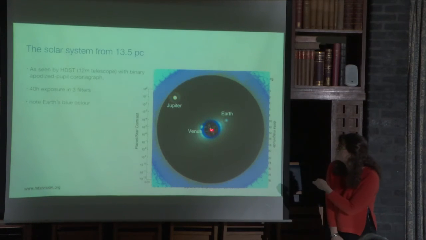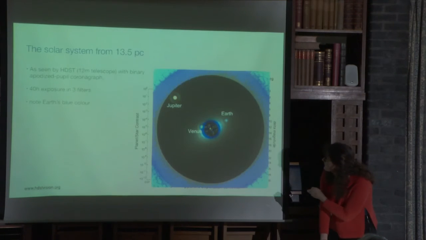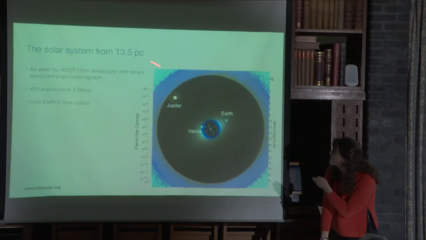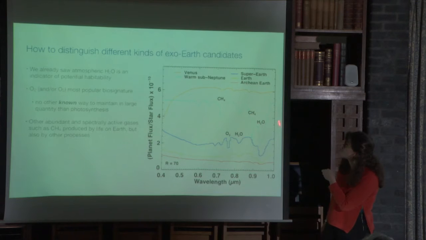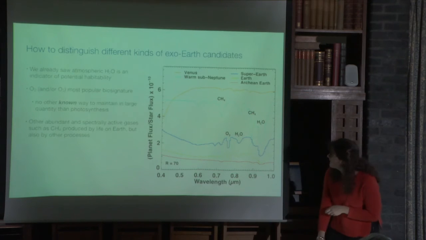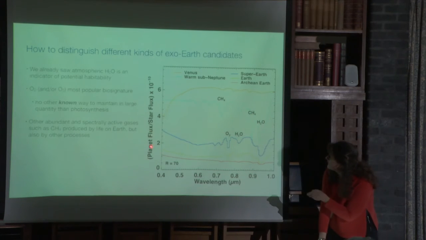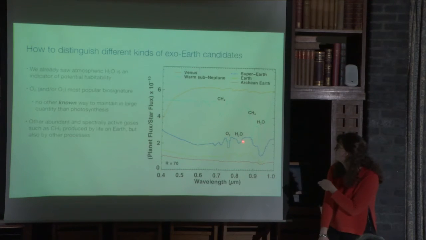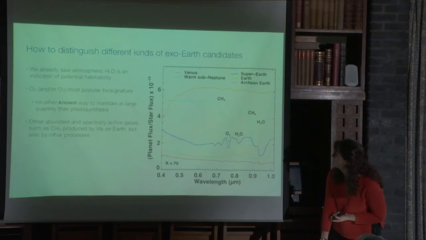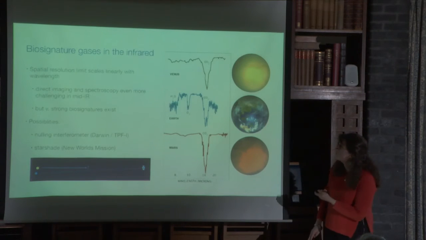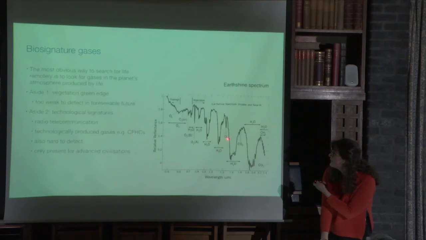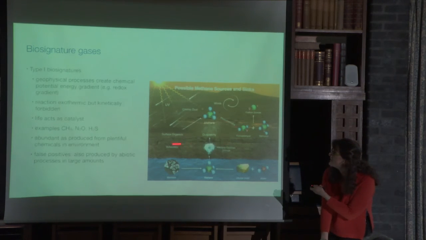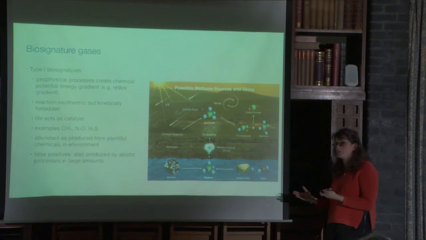This is a simulation of what such a telescope might be able to see if you place the solar system at 13.5 parsecs away. And this is a simulation of the kinds of spectra you might be able to see. Now, we are looking for biosignatures, molecules that are traces of biological activity. And unfortunately, I think I'm running out of time, which is a shame. What I wanted to say, you can look for them in the optical or in the infrared, but what I wanted to say really is what kinds of things we can look for.